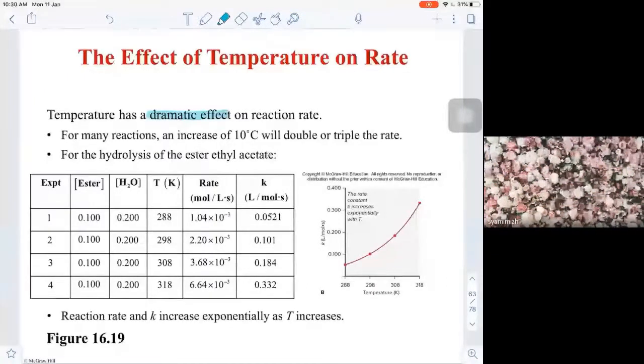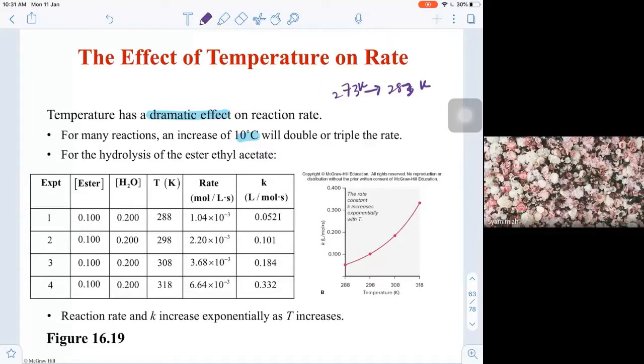This means that if we increase the temperature by 10 degrees C only, not doubling the temperature, we just increase it by 10 degrees C, for example from 273 to 283 Kelvin, then the increase of this 10 degrees C or 10 Kelvin will double or triple the rate of a reaction. That's how the temperature gives an effect to the rate of a reaction.